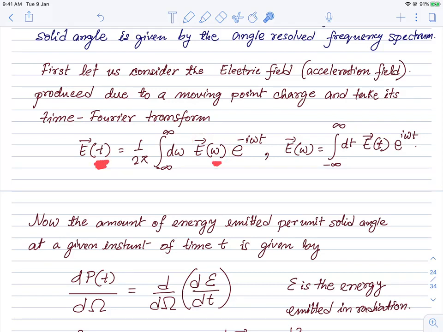If it is a function of t, then it is a function of time. If it is a function of omega, then it is the Fourier transform of the electric field, which is a function of t. In order to keep the notation simple, I could have put a tilde here if you like, but I'm not doing that, just not to clutter, because there's already a vector sign.